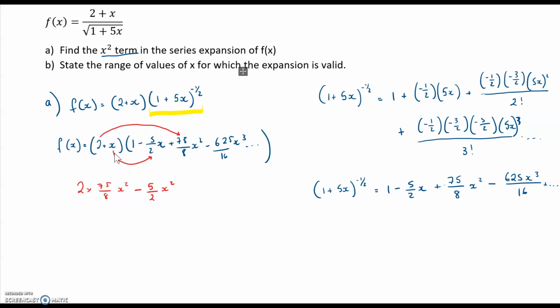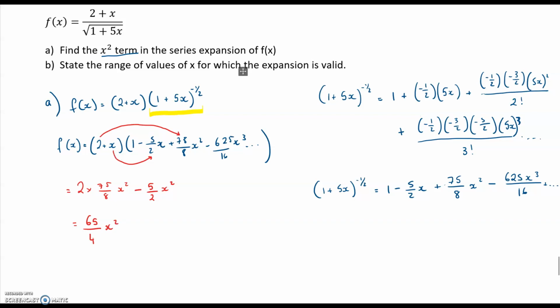Okay, so I'm just going to put it in my calculator. Sorry, I'm not using the one on the screen today, I'm just being a bit lazy. So 2 times 75 over 8 minus 5 over 2. Right, that gives me a simplified fraction, 65 over 4 x squared, and that's my x squared term overall.